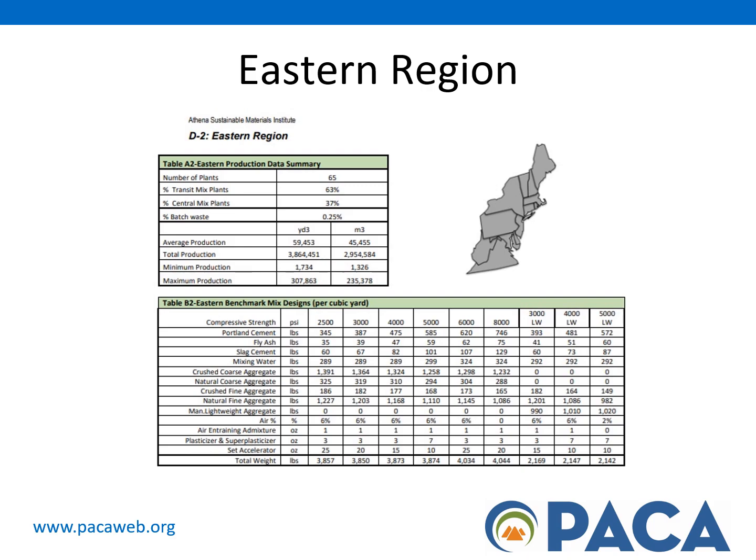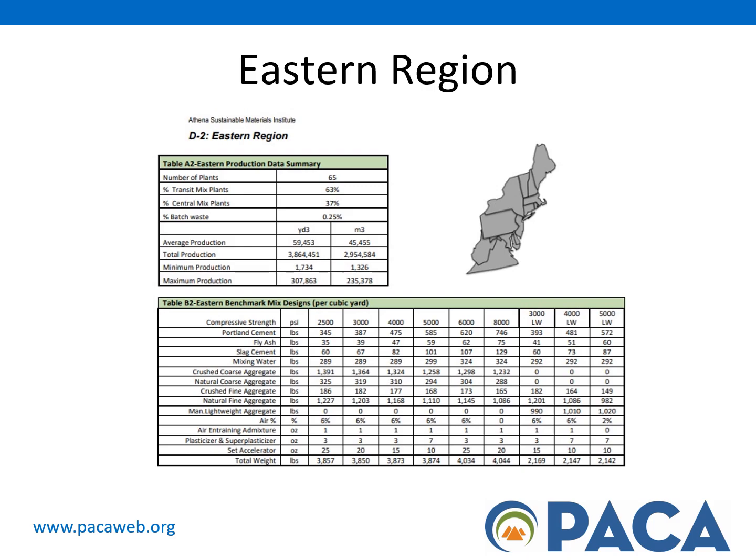Pennsylvania is included in the Eastern region, and these charts show the data used to develop the benchmarks for this region. 65 ready-mix plants contributed to the development of the Eastern region benchmarks, with 63% being transit mix plants and 37% being central mix plants.